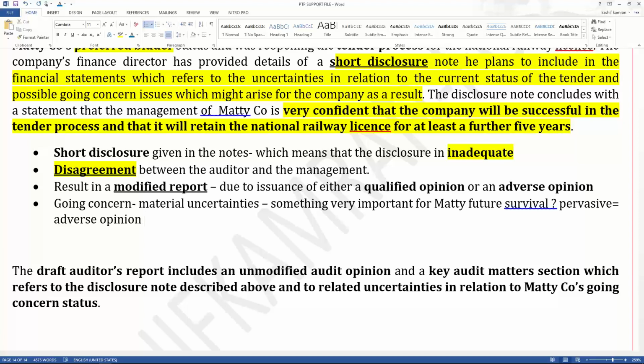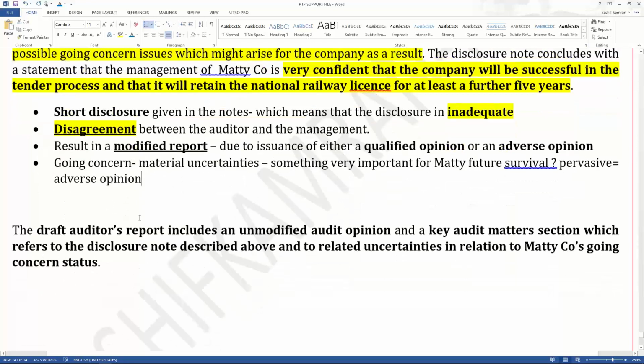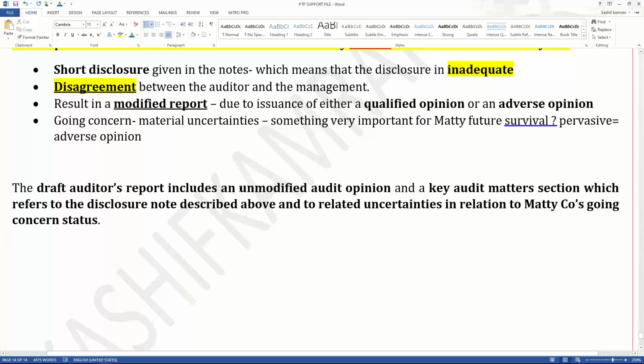You need to justify in the exam paper the basis of pervasive. I hope I've justified the basis of pervasive: something very important for METI's future survival and something very important for the shareholder. This is not just material, this is material and pervasive. So what have we given in the draft audit report? We have included an unmodified opinion in the draft audit report. Is that right? Is that wrong? So you need to comment on the opinion. You need to comment on the report. Is the report right? Is the report wrong?